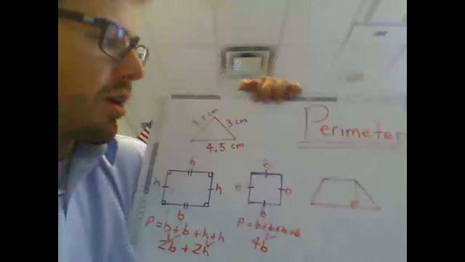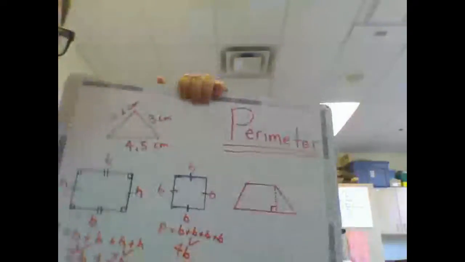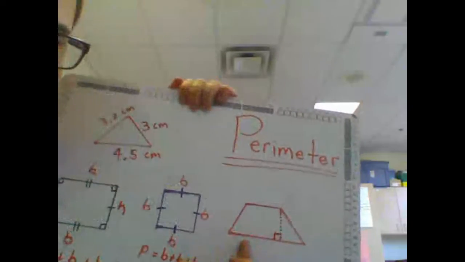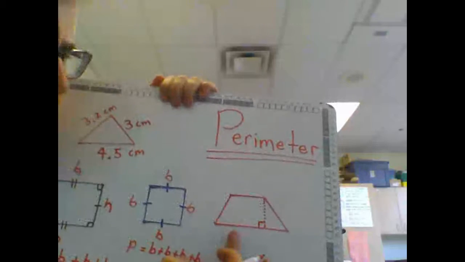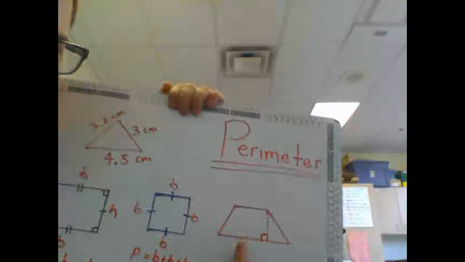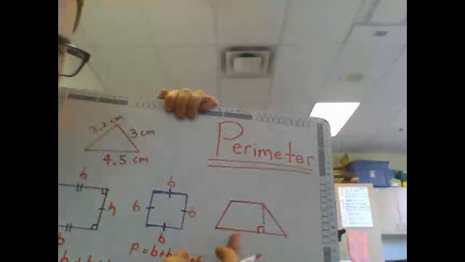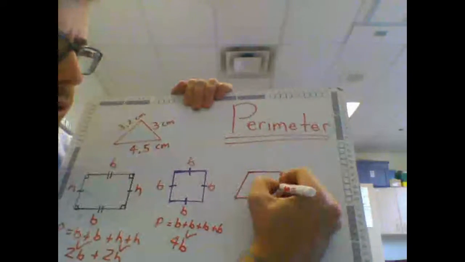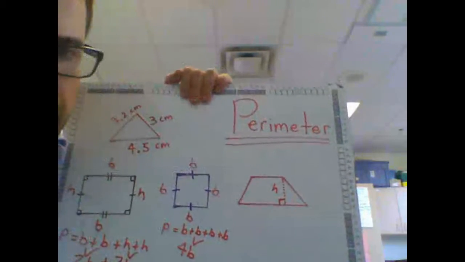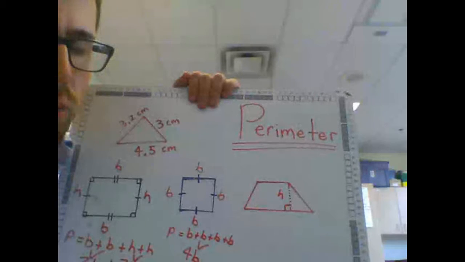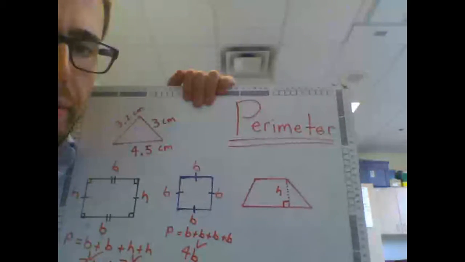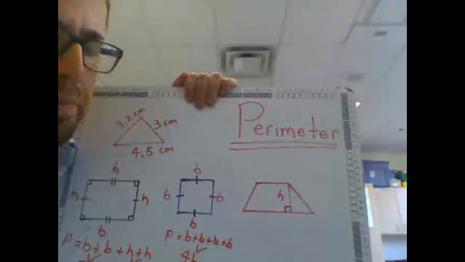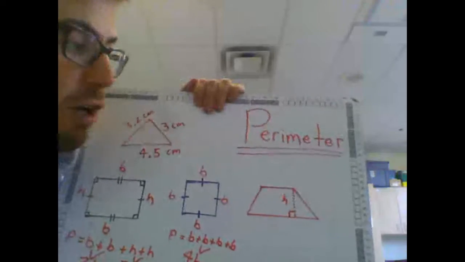All right. Last but not least, let's go over here. We're going to zoom in and look at our trapezoid. Trapezoids are no different than other shapes, although this time you'll notice that we have a height. A lot of times they will include a height with a trapezoid because that's important for finding area. For perimeter, we don't really care about it.